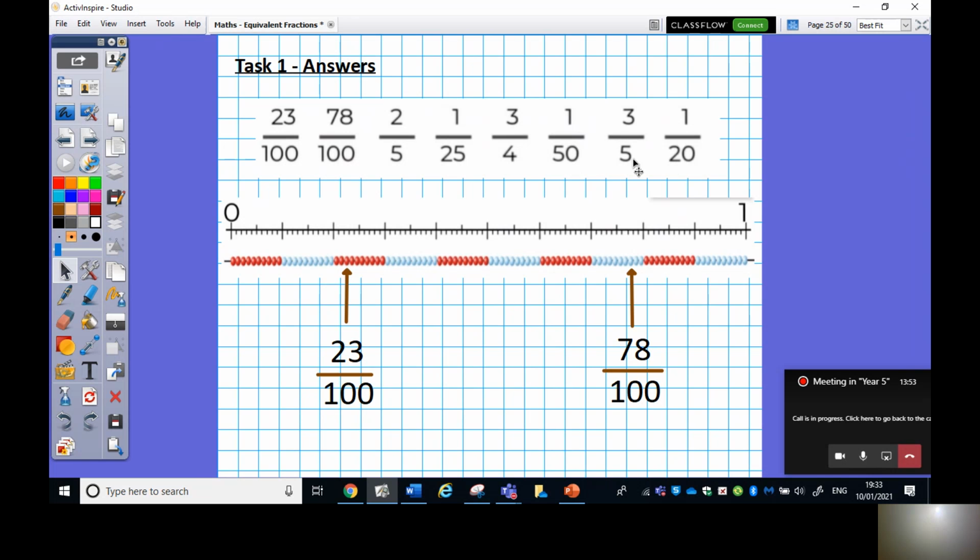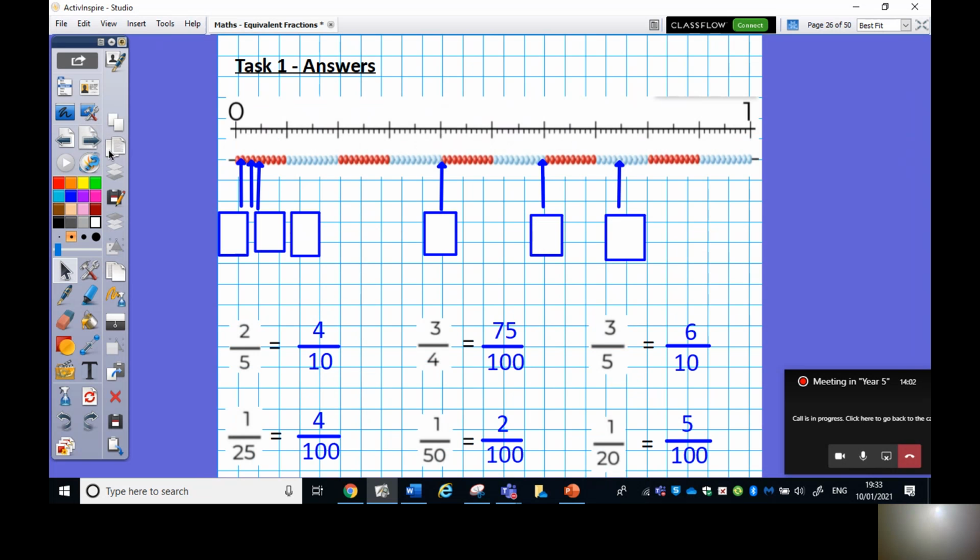The rest of the fractions are slightly trickier, so I'd have to convert them to tenths or hundredths. So let's take a look. 2 fifths would be 4 tenths. I'd have to multiply 5 by 2 to get 10, and therefore have to multiply my numerator 2 by 2 to get 4. Now I'm going to take a look at 3/4.